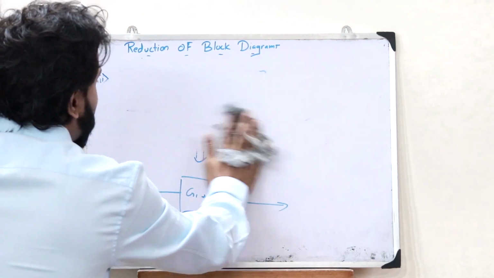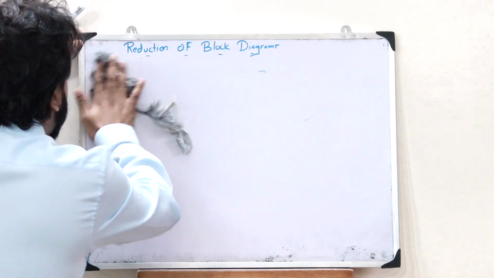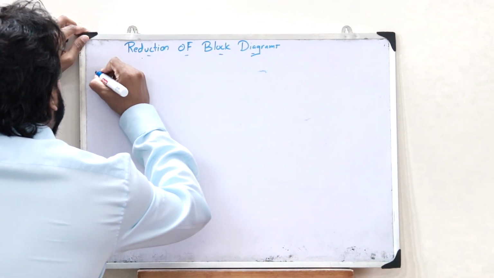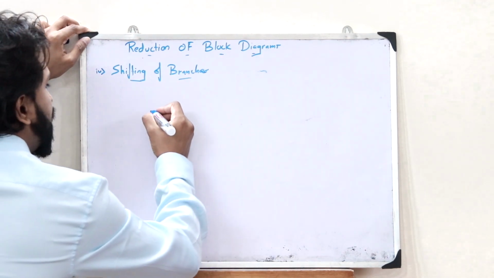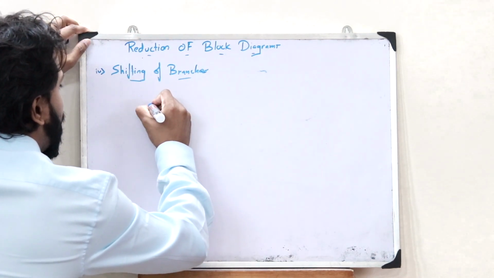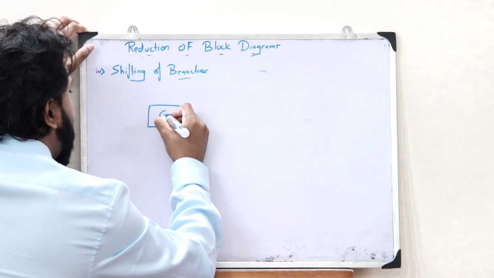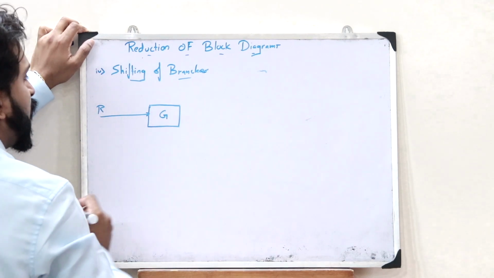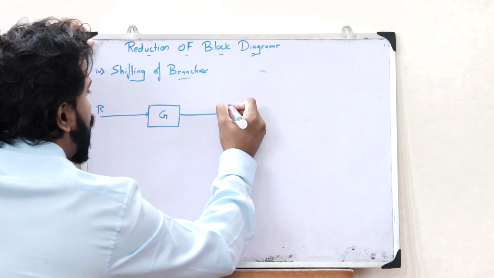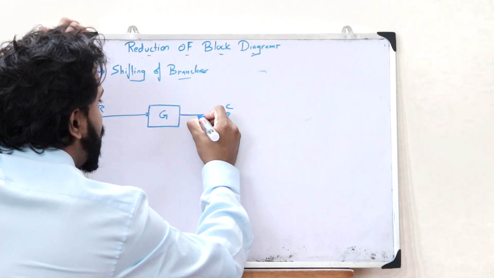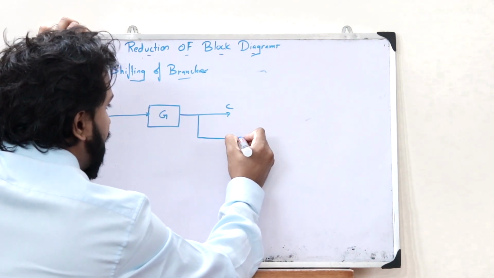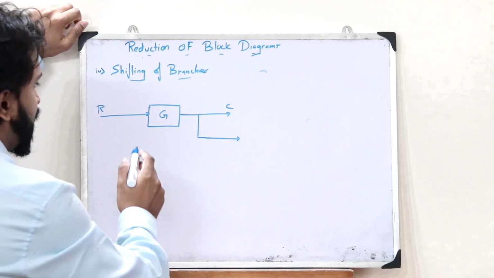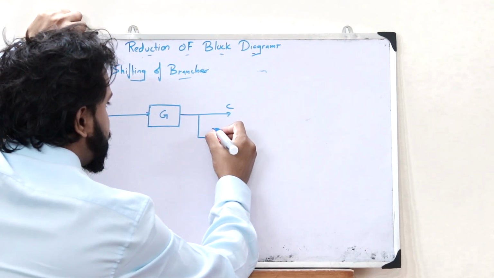Next, we have a particular mechanism in which we can shift a particular branch. That is shifting of branches. So now let us consider that this is a particular block, and let this block have a gain, say G. And now let us give a particular input, say R, and let this provide an output, say C. Now let us assume that there is a branch over here like this. Therefore the output over here would be given as R into G.